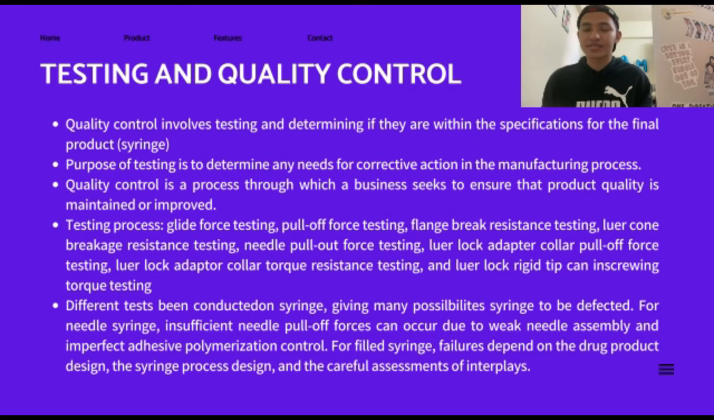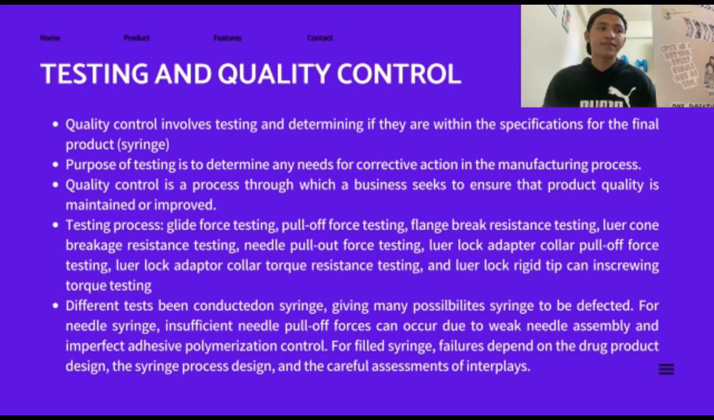My name is Cik Shazlan bin Cik Azmi, and my metric number is B0520100092. Okay, today I'm going to be doing a presentation about the testing and quality control for a syringe. Quality control involves testing units and determining if they are within the specification for the final product, which is syringe. The purpose of testing is to determine any needs for corrective action in the manufacturing process, while quality control is a process through which a business seeks to ensure that product quality is maintained or improved.